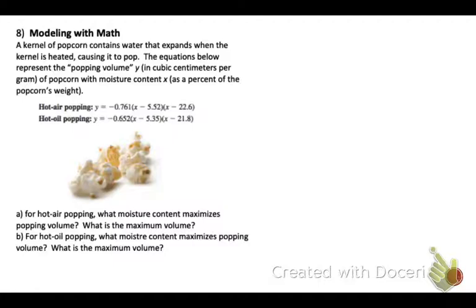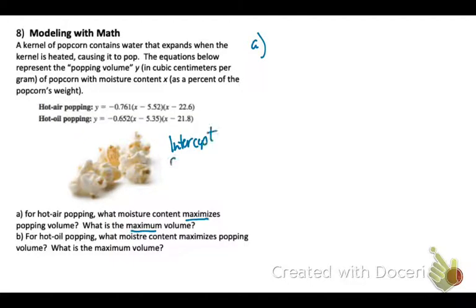So let's look at this. A kernel of popcorn contains water that expands when the kernel is heated, causing it to pop. The equations below represent the popping volume in cubic centimeters per gram of popcorn with a moisture content of X. So we see hot air popping and hot oil popping. So for hot air popping, that's the top equation. What moisture content, so that's the X, maximizes popping value, so that's Y. And then what is the maximum value? So we want to know both parts of the vertex.